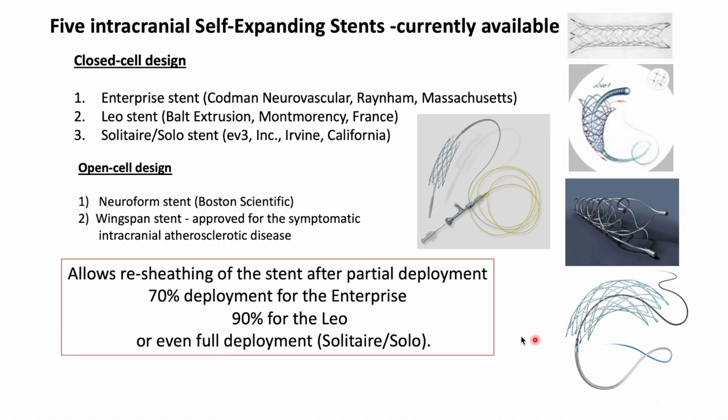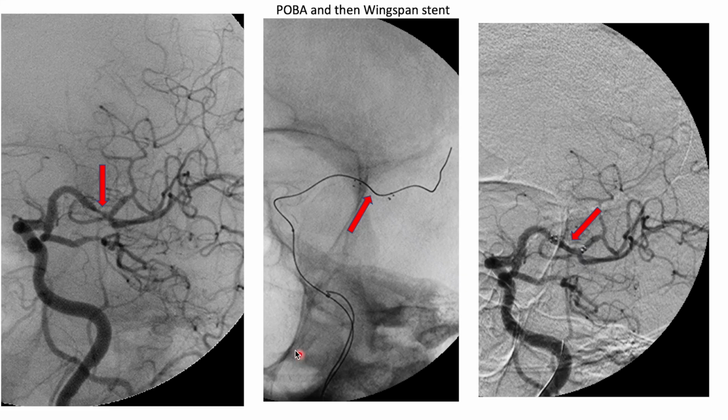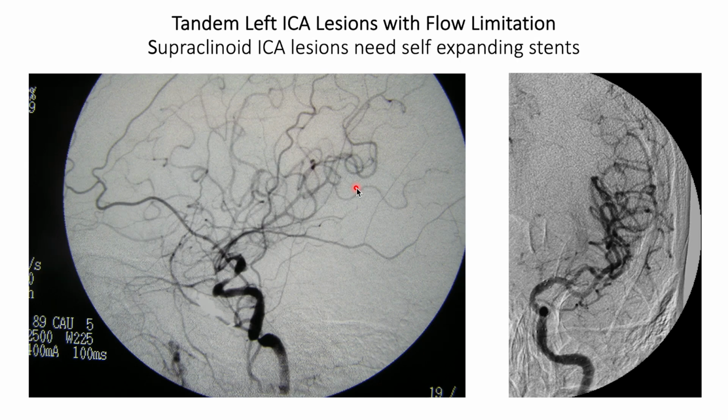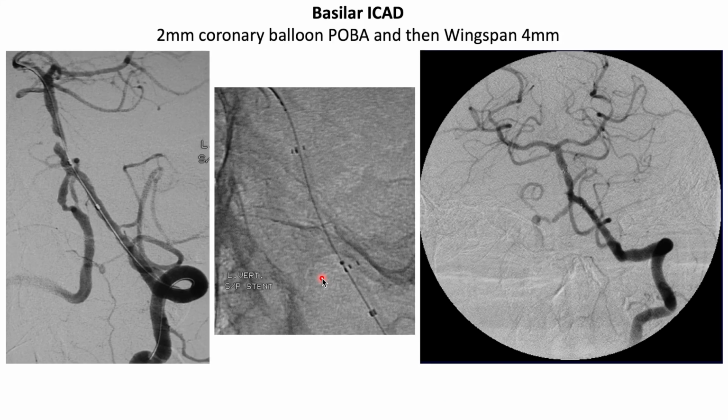So there are 5 types of intracranial self-expanding stents that are currently available, and the good thing is that they can be resheathed and replaced if required, but none of them is available in Pakistan at present. So this is another case where you've got an MCA stenosis, and it was treated with a Wingspan self-expanding stent. You can see the self-expanding stent, nice result here. This is a supraclinoid ICAD, and this was again treated with a self-expanding stent.